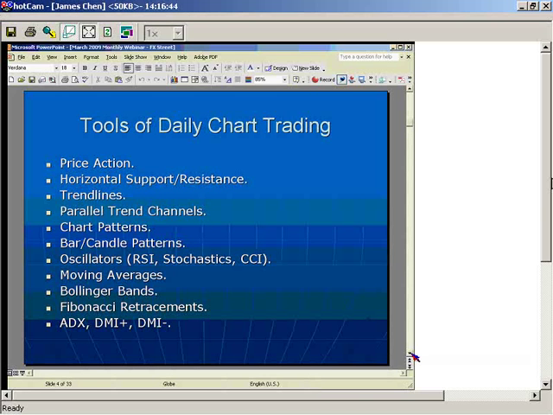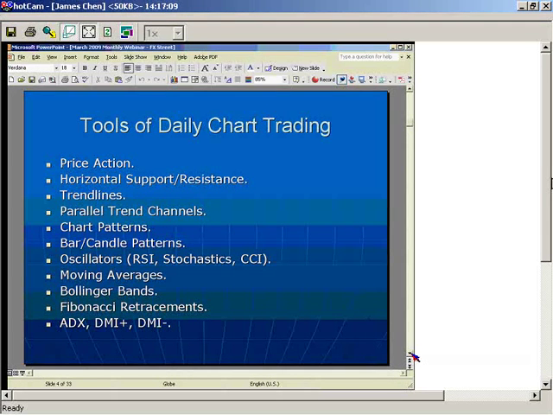Bars and candle patterns. One bar pattern that I use a lot is what many people call the Pinocchio pattern. It's a single bar pattern, which is akin to the hammers and the shooting stars for the candles. We also have engulfing patterns, etc. So those can also be used very effectively for daily chart trading.